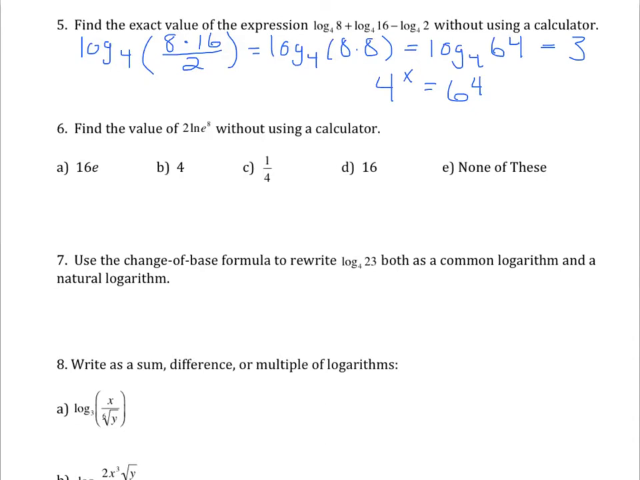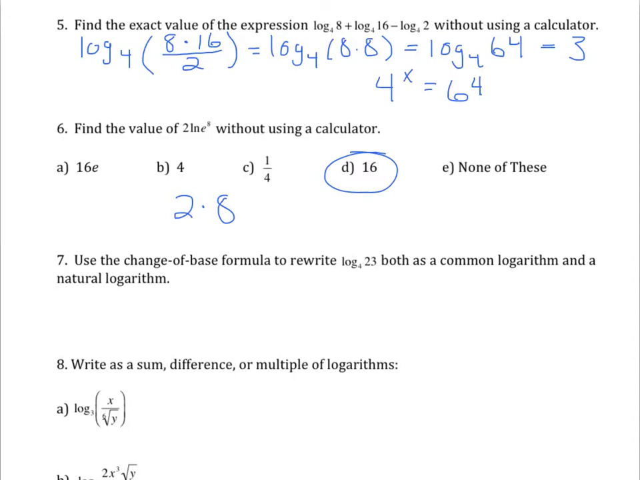For number 6, we want to find the value of 2 times the natural log of e to the 8th without using a calculator. So whenever we have a natural log and an e right next to each other, they cancel out. So basically we just have 2 times 8, which would equal 16.